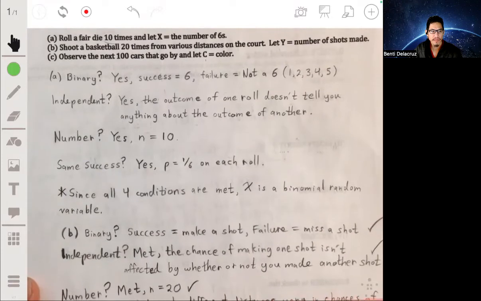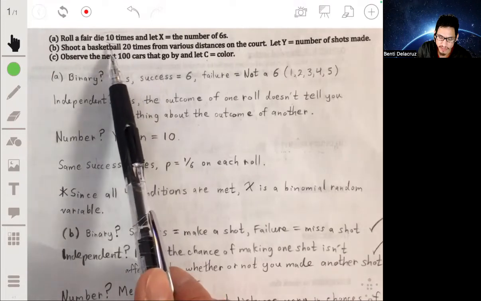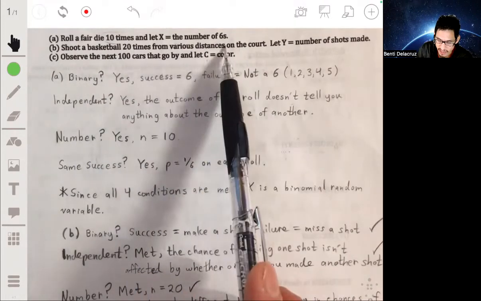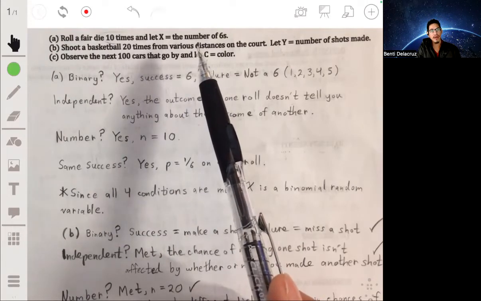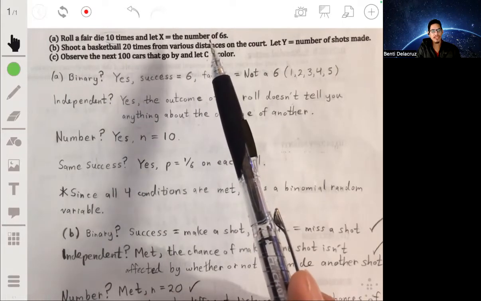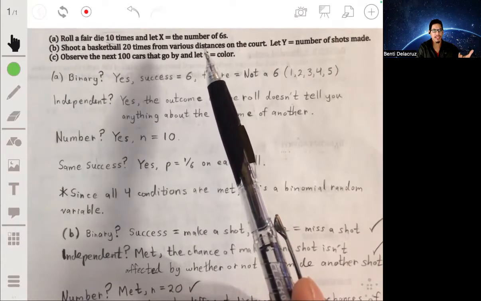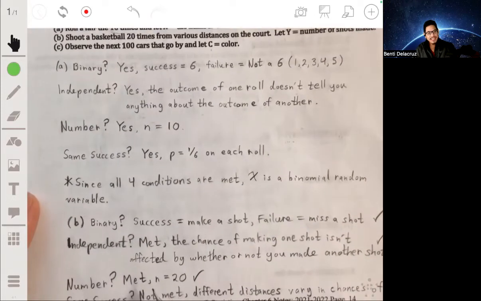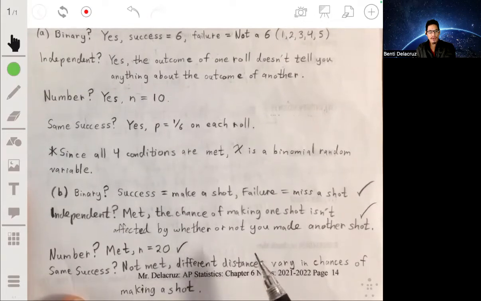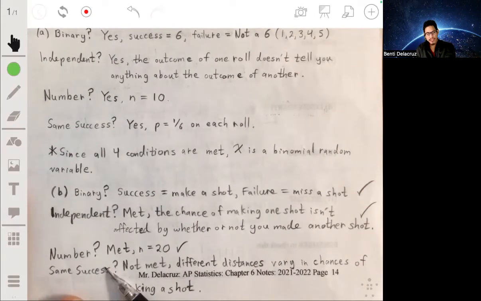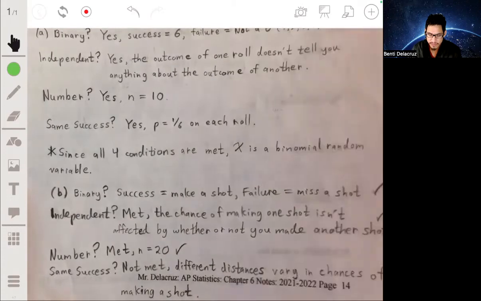Now is the success condition met? Let's think. If you're going to shoot a basketball, it says various distances. It doesn't say always from the free throw line or always from the 3-point line. If you're a human, I assume you're going to have different chances of making a shot, whether it's a free throw, a 3-pointer, a layup, or a half court shot. The probability is going to change. So the success condition is not met, because you don't have the same chance of making a shot from every point on the court. Just because that one condition isn't met, it's not going to be a binomial random variable. It has to meet all 4 or it doesn't count.